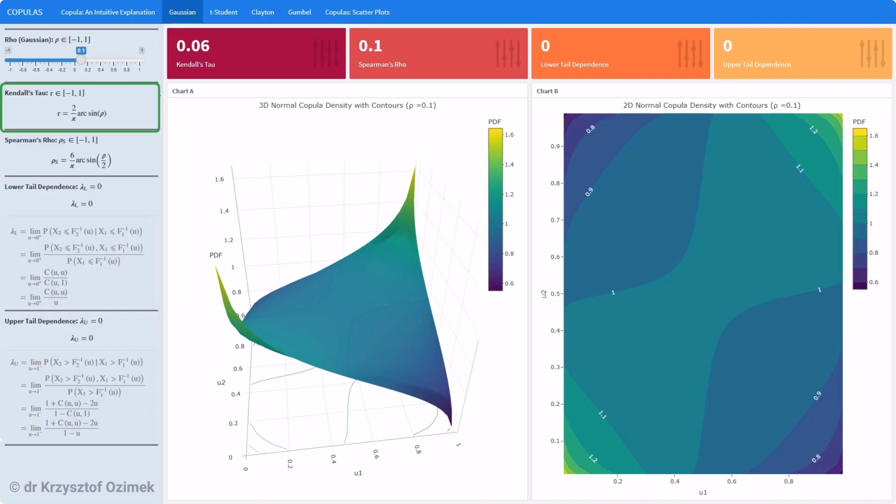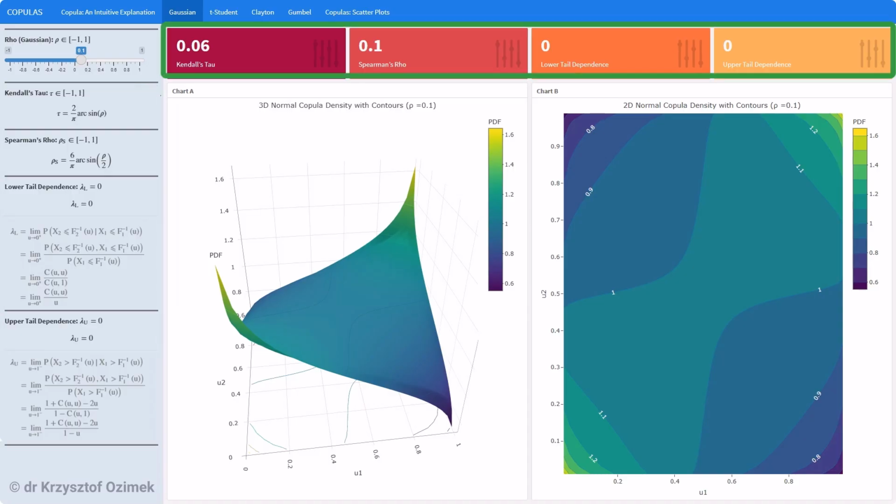Below that, still in the left panel, we have Kendall's tau, Spearman's rho, and two additional parameters measuring lower and upper tail dependencies, lower tail dependence and upper tail dependence, at the very bottom. The values of these four dependence measures, which are defined in the left panel, are also displayed in the horizontal bar at the top, above chart A and chart B. From right to left, we see the values of Kendall's tau, Spearman's rho, lower tail dependence, and upper tail dependence. These measures will be displayed in the same way for the other copulas later on.